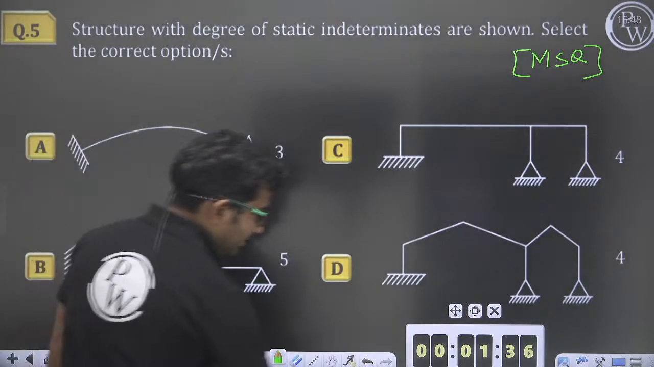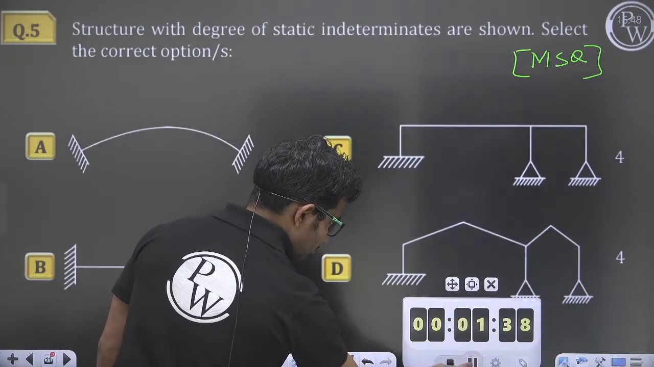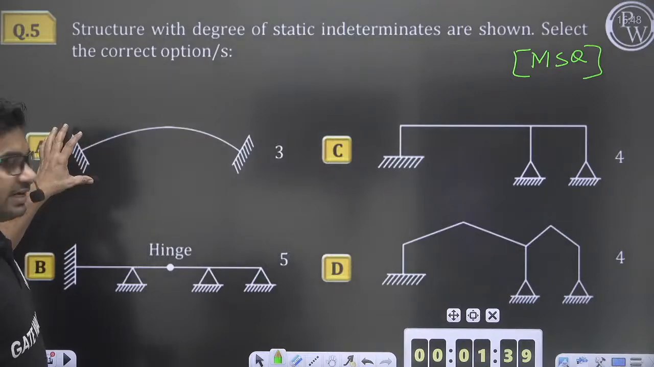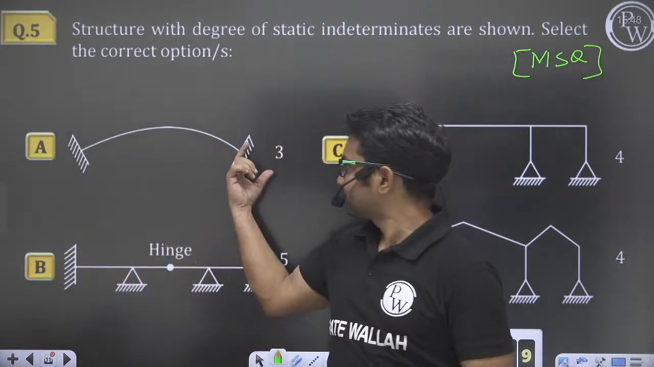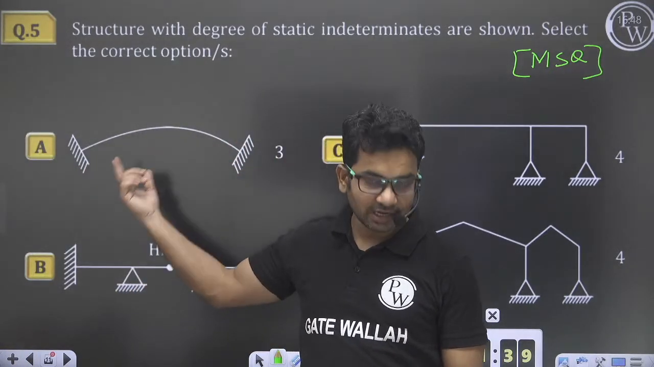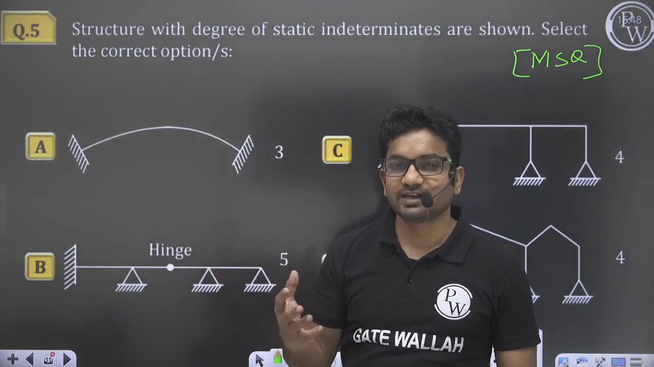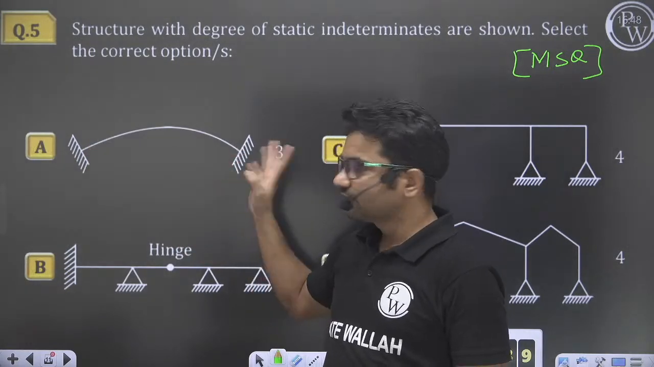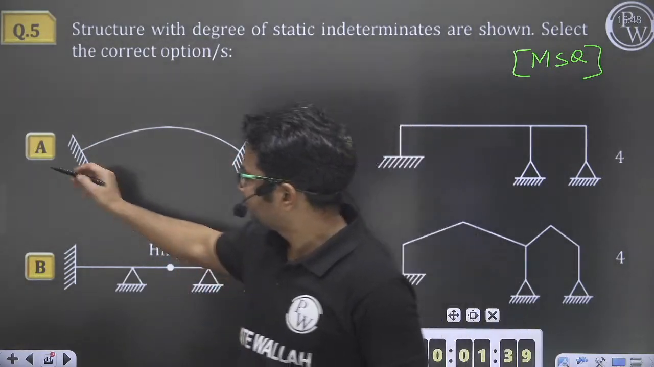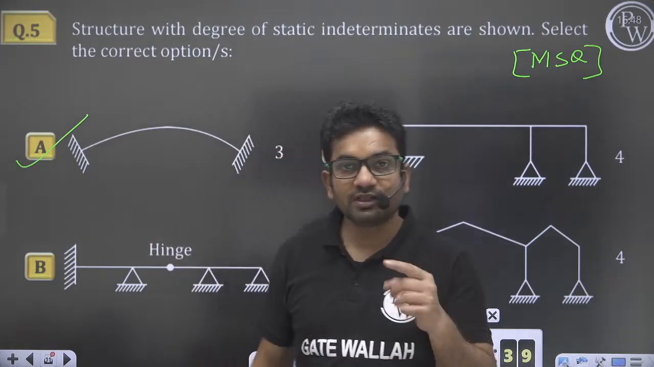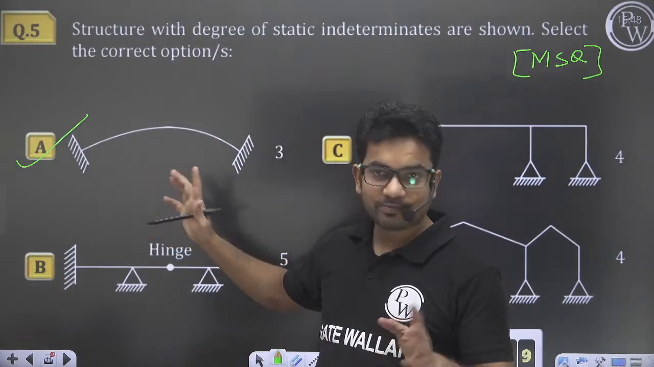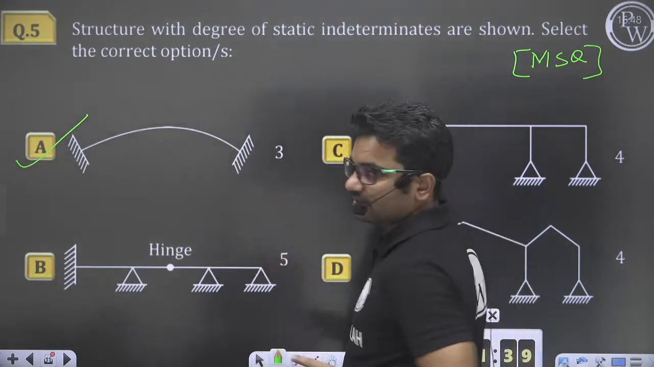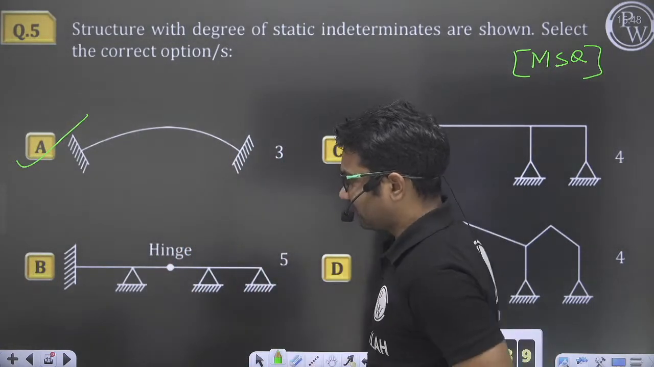Okay, let us solve it. Here this end is fixed and this end is also fixed, so it will act like a fixed beam although it is an arch. But if we consider static indeterminacy, there will be no difference between the fixed beam and the fixed arch. Degree of static indeterminacy will be 3, so this one will be the correct answer. If you want, I can solve this by formula, however it is not required, it is very easy. So the degree of static indeterminacy will be 3, and A will be the correct answer.